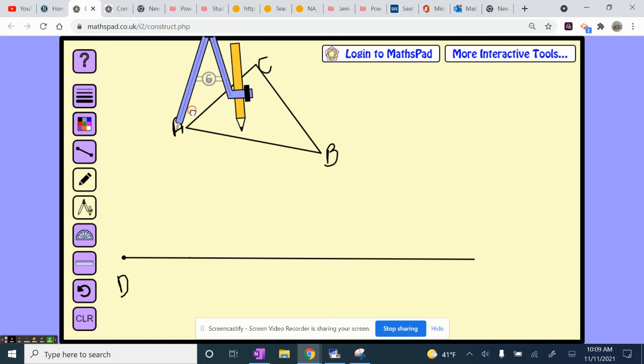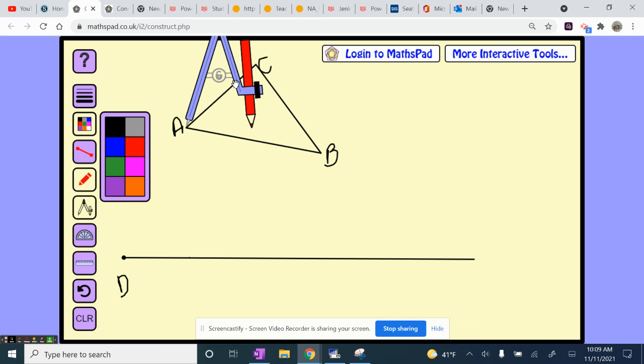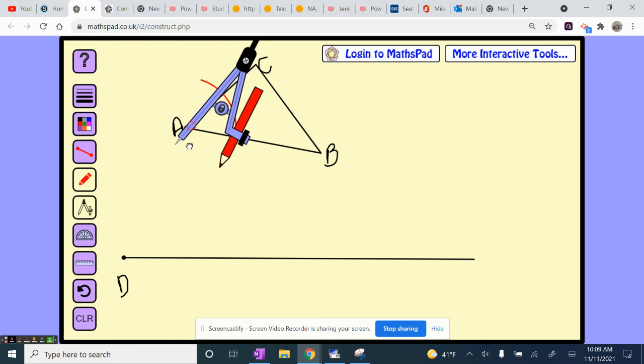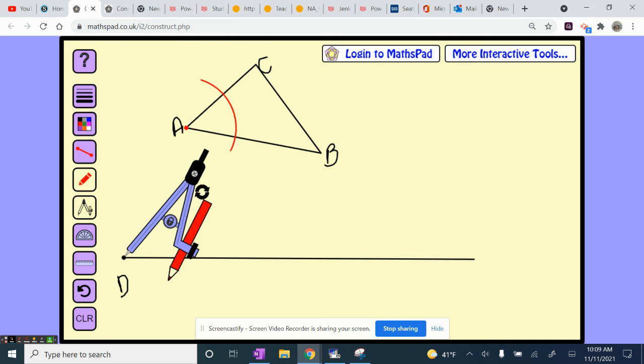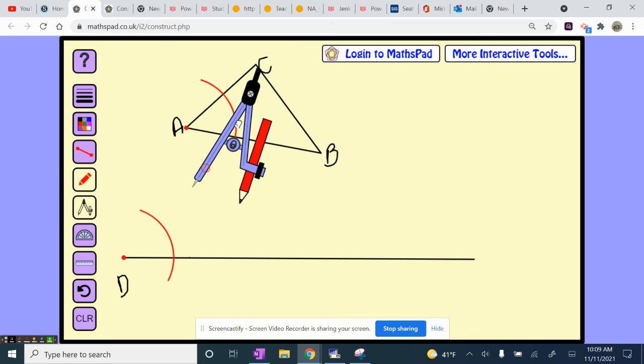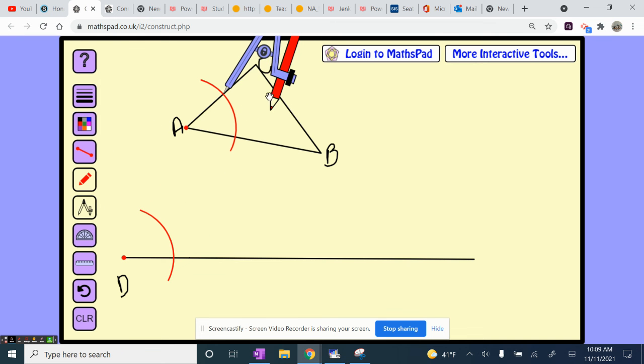So I'm going to come over here. I'm going to put my needle on A. Let's change it to red. And now I'm just going to open it up a little bit, lock it, and turn it. Lock it and turn it. Now I'm going to come down here. I'm going to do that same thing with that same setting, and I'm just going to make an arc like that. Now I'm going to come up here. I'm going to measure this distance from here to here.